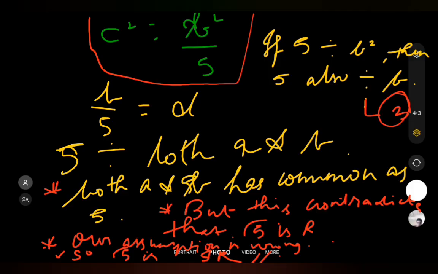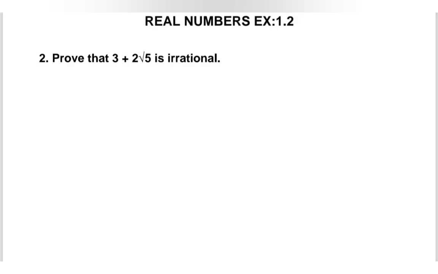So now the second sum is to prove that 3 plus 2 root 5 is irrational. In the first sum, we proved that root 5 is irrational, so there is no need to prove it again. In this sum, we should proceed by first proving that root 5 is irrational. We have proven that in the first sum, so no need to worry. You can try it on your own.